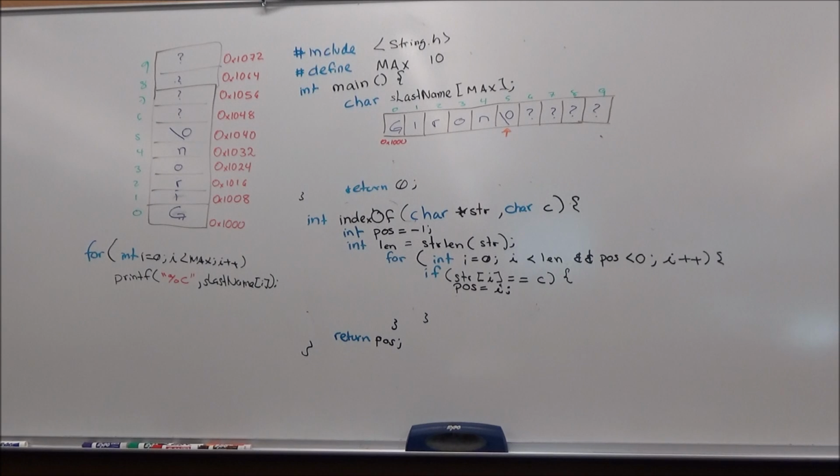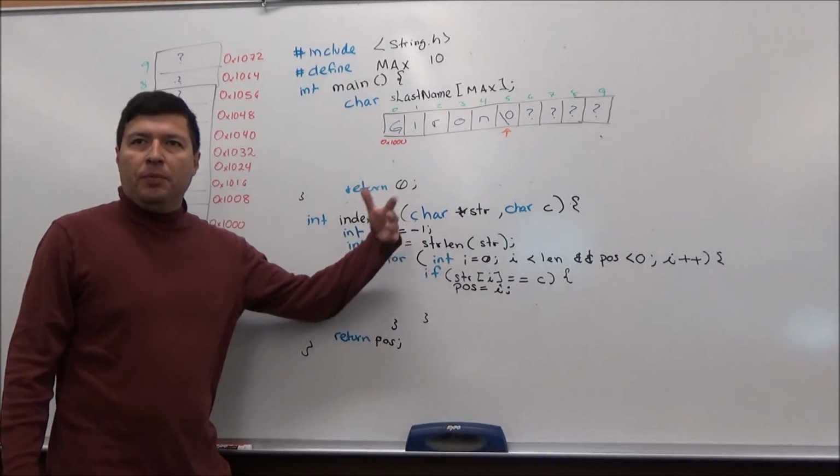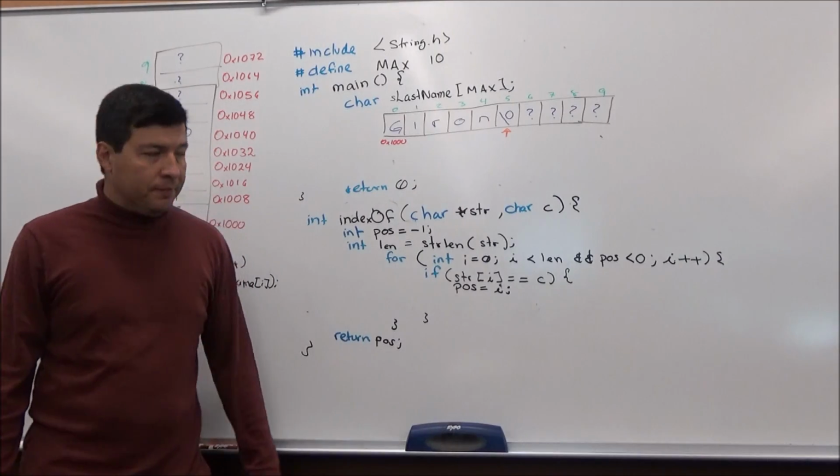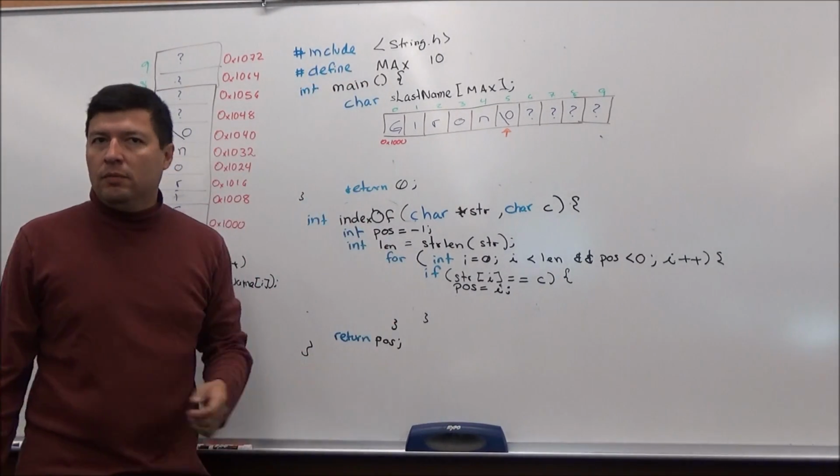So now, if I pass the letter W, it's not going to be there. So it's going to return -1, because that's the initial value. And of course, you will have to put all your documentation. This is not in here, that's why I'm giving it to you.